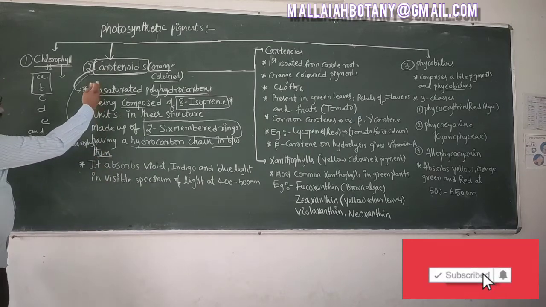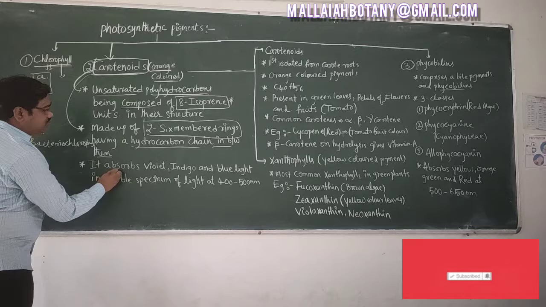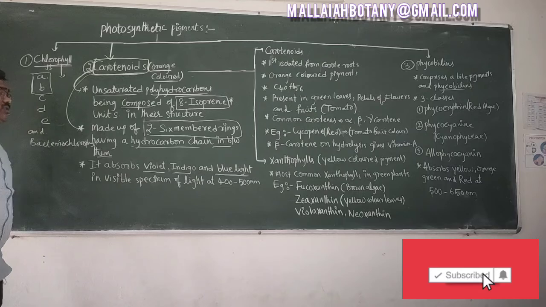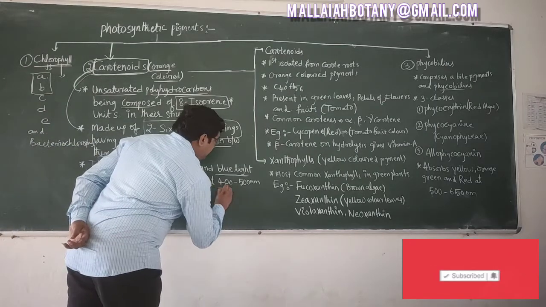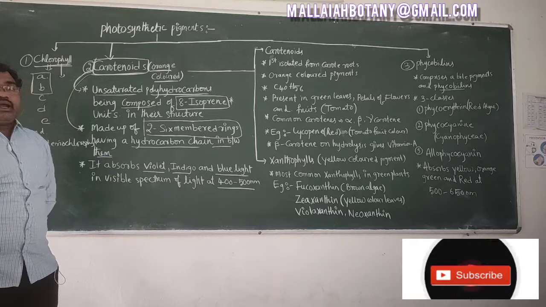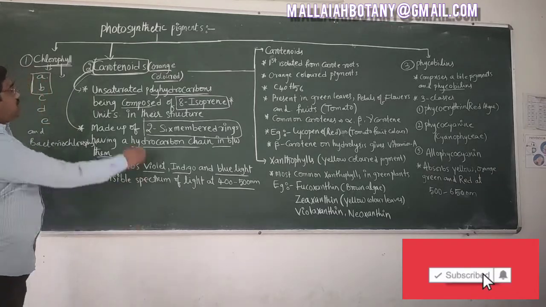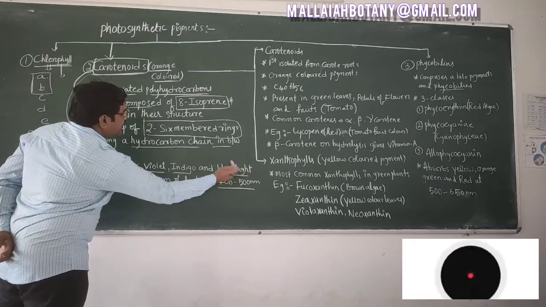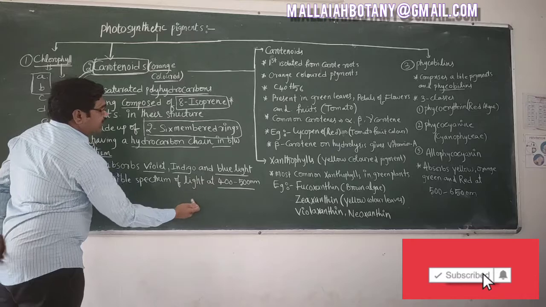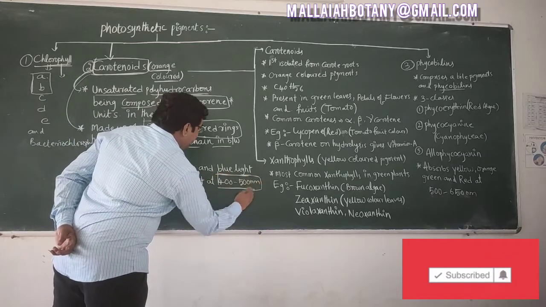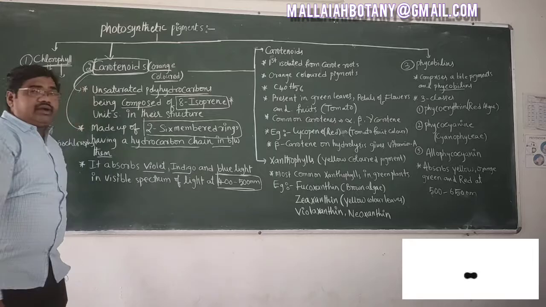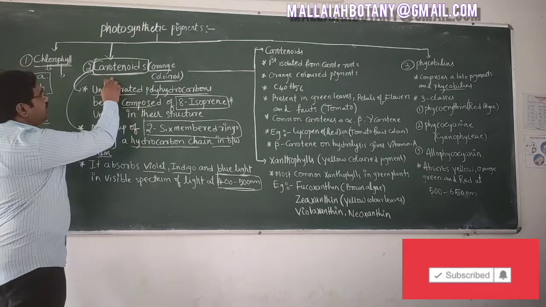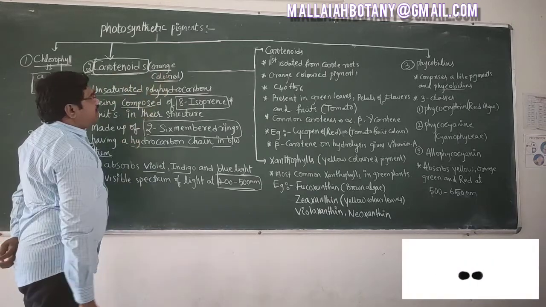The carotenoids absorb violet, indigo and blue light in the visible spectrum, at the specific wavelength of 400 to 500 nanometers. So this is the structure of the carotenoids, and the carotenoids are orange colored pigments.